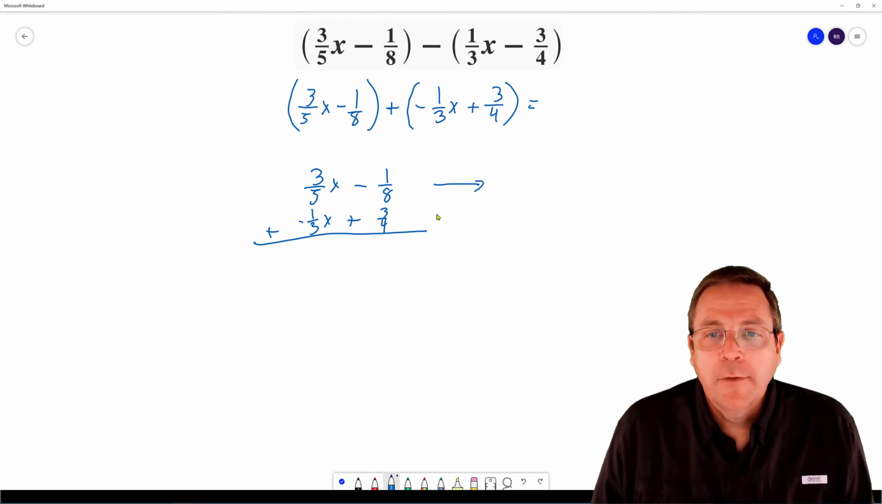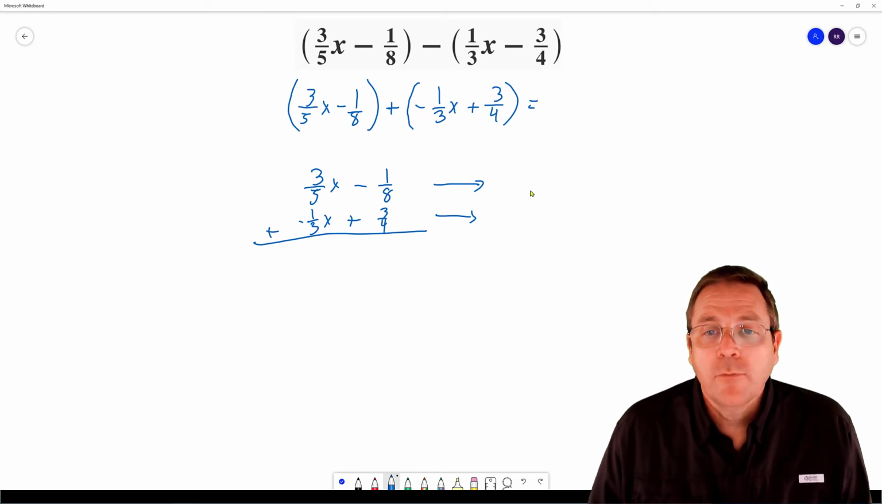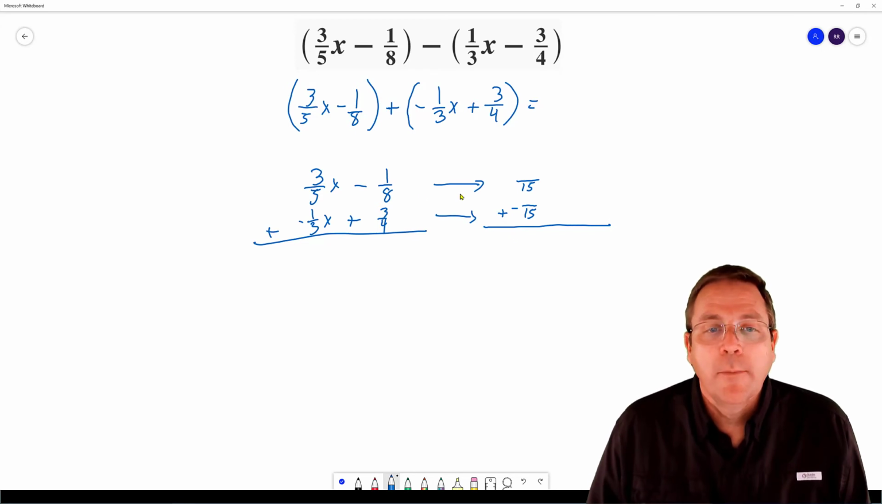Now we have to take and find the least common denominator. The least common denominator for 5 and 3 is going to be 15. So when I set up my problem, it's going to be a negative something over 15 on the bottom, a positive something over 15 on the top. 5 goes into 15 3 times. 3 times 3, well, that's 9. 3 goes into 15 5 times. 5 times 1, that's going to become 5.